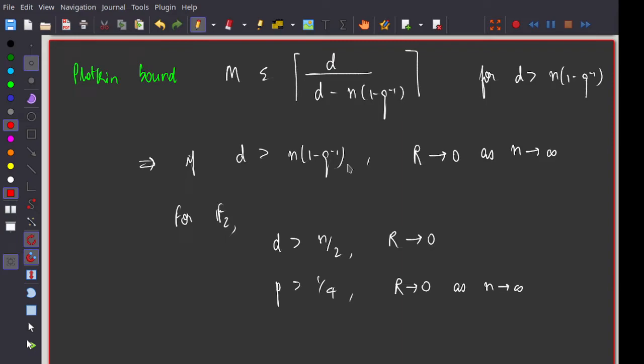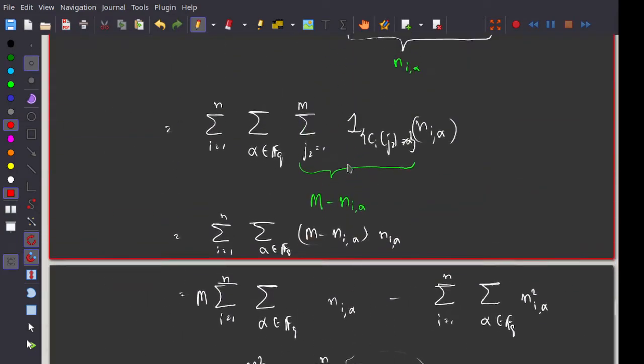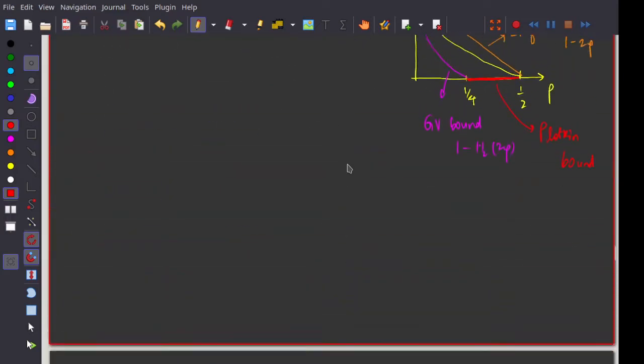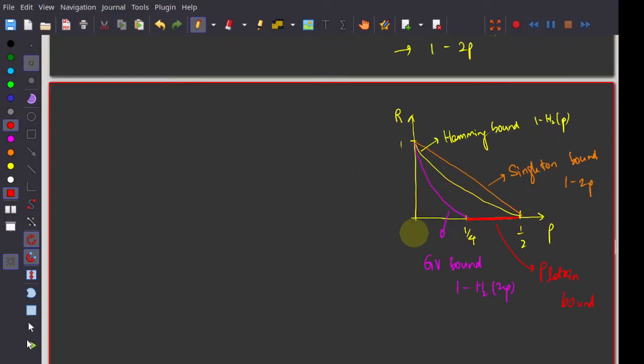Okay, so that kind of resolves the picture for p greater than 1/4. But then there's still this big region over here. So we know that for any point to the right of 1/4, we cannot achieve a positive rate. But now there is this big gap between the Hamming bound and the GV bound. Can we improve upon this?